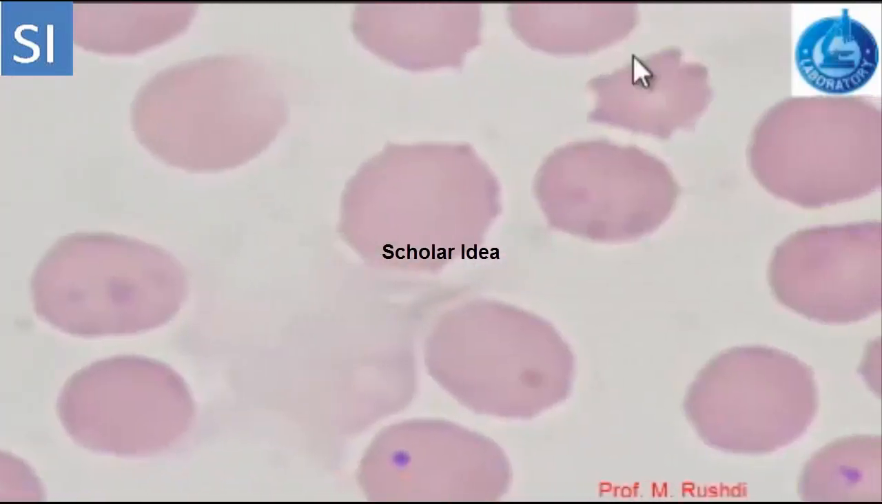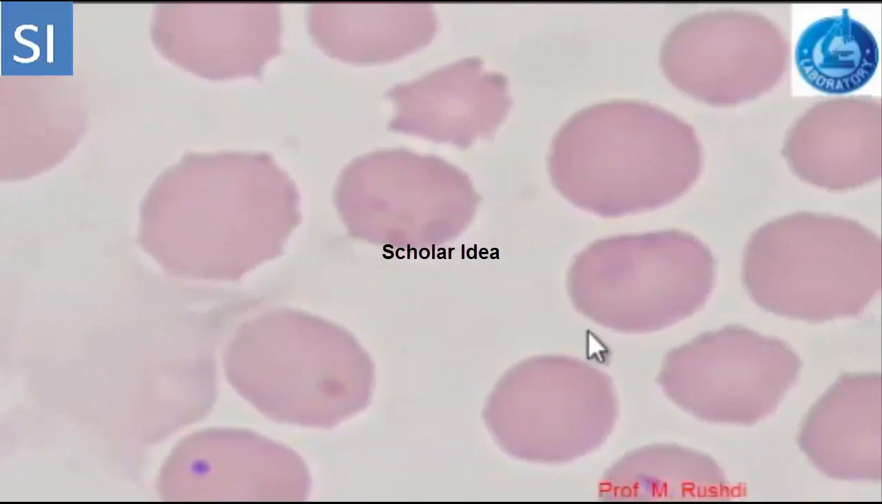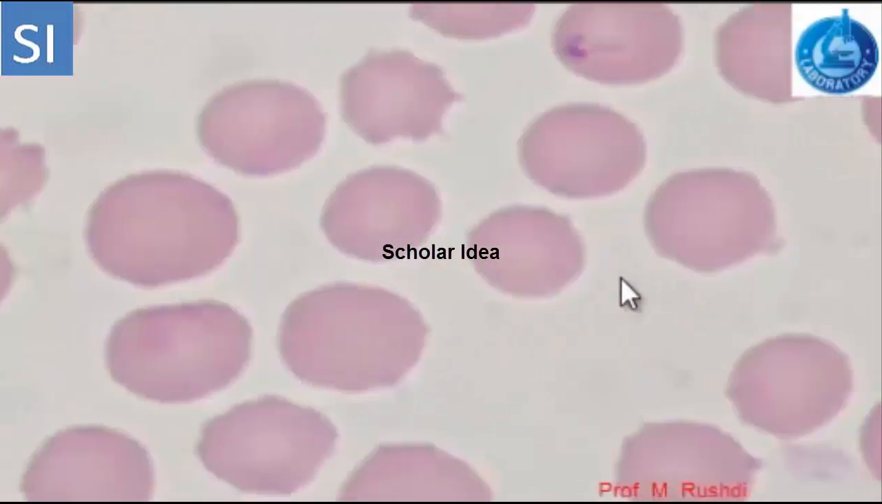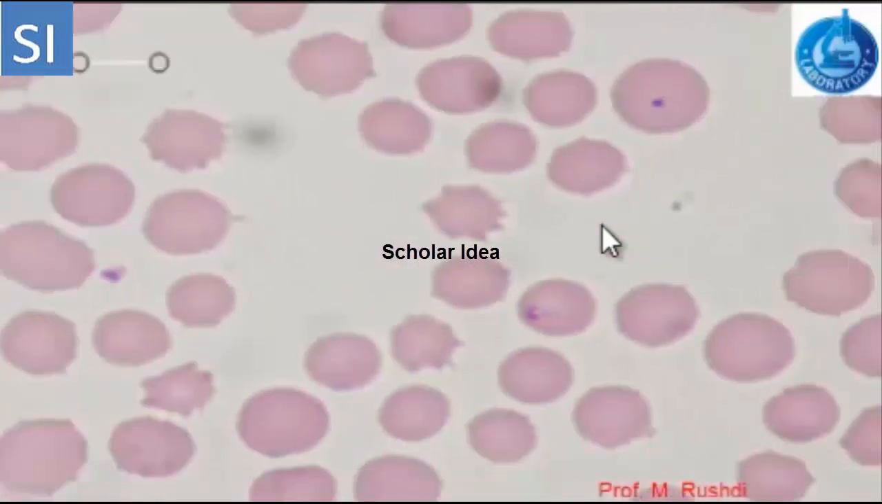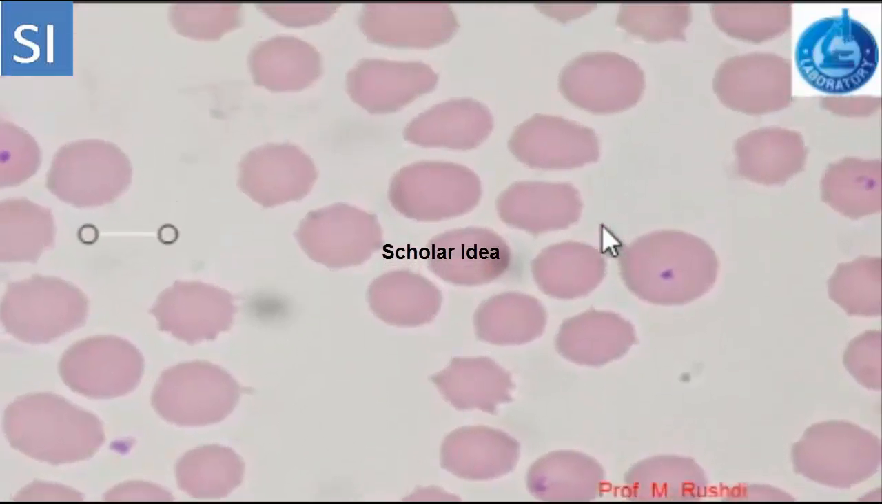Also, during examination, notice the red blood cells. The red blood cells are larger than normal, which may indicate the presence of reticulocytosis and indicate the presence of anemia.